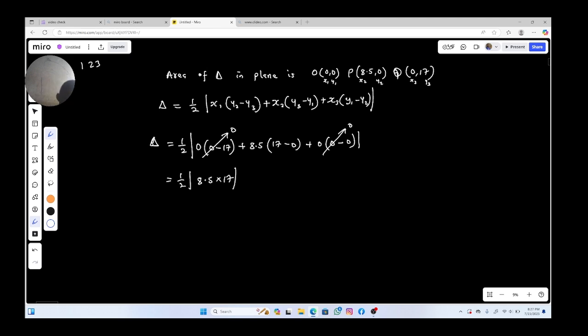With calculator, 8.5 times 17 is 144.5. So this is half times 144.5. 144.5 divided by 2 will give us 72.25 squared units.